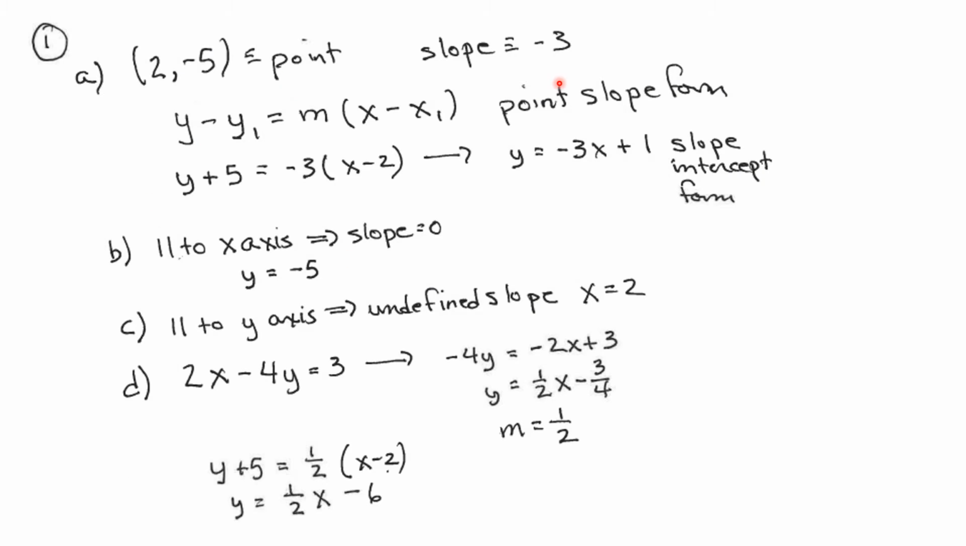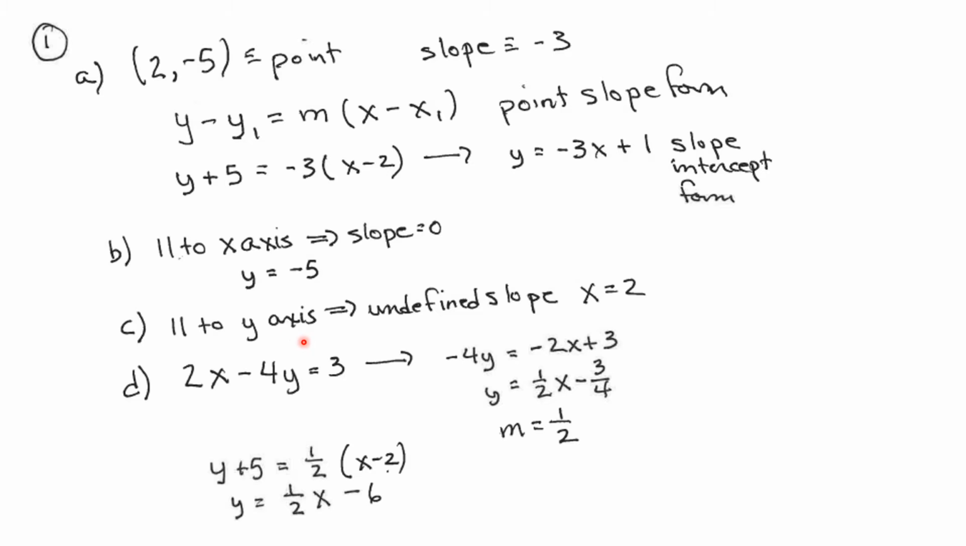Well, if we have a point and a slope, we know the point-slope formula: y minus y1 is equal to m times (x minus x1), where (x1, y1) is the point that we're given and m is the slope. So if we apply that to the point and the slope given here, we get y plus 5 equals -3 times the whole of (x minus 2). If you simplify that into a different form of the line, the slope-intercept form, you get y equals -3x plus 1. Parallel to the x-axis means that the equation is of the form y equals a constant, and there's a slope of 0, so y is -5.